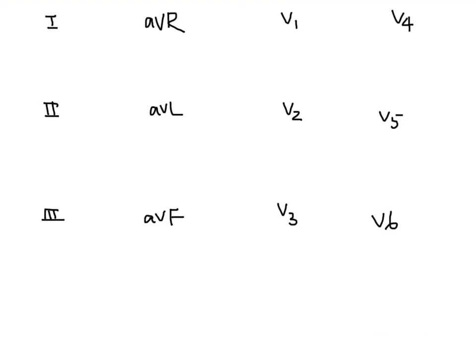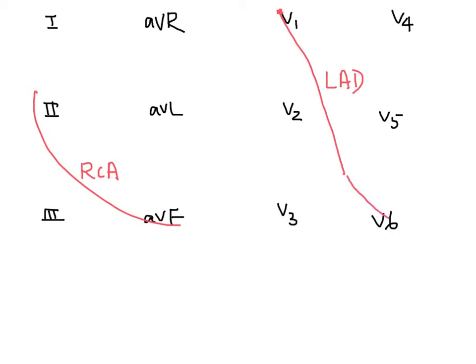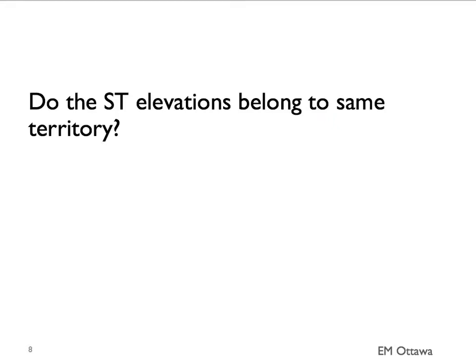In terms of coronary artery supplies, the inferior part of the heart is mostly supplied by the right coronary artery. The anterior portion of the heart is being supplied by the left anterior descending artery. The lateral wall of the heart is supplied by the branches of the left anterior descending artery and the left circumflex arteries. If we see ST elevations on the 12-lead ECG, we want to ask, do these elevations belong to the same territory of the heart? Let's see a few examples.